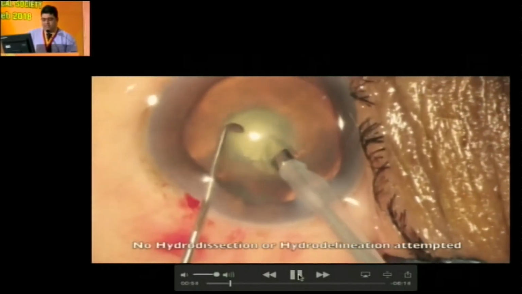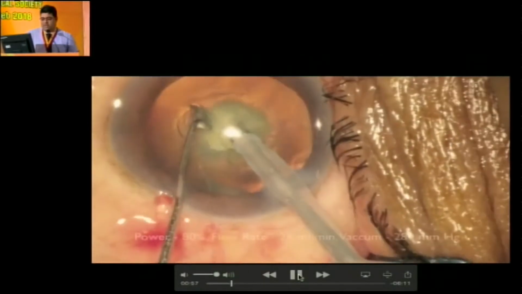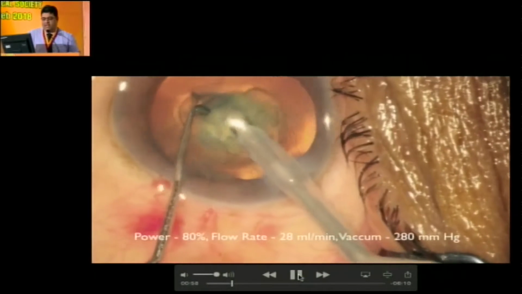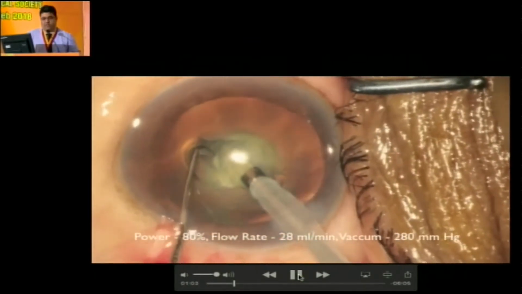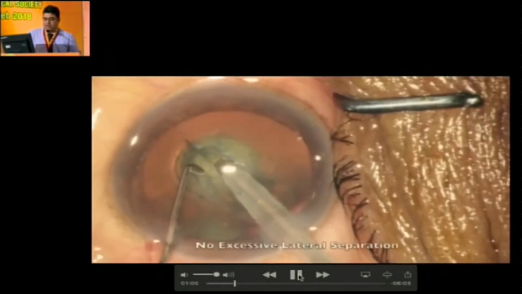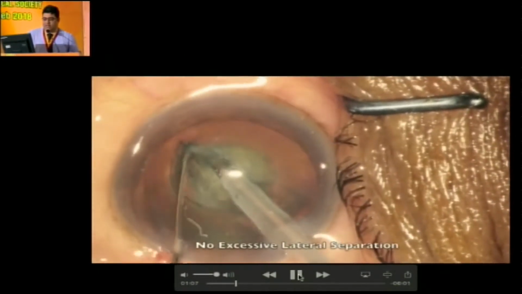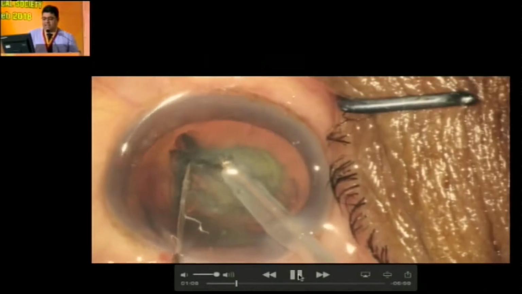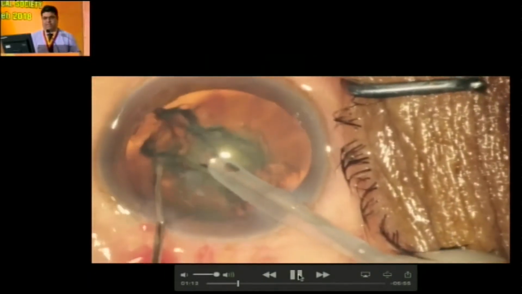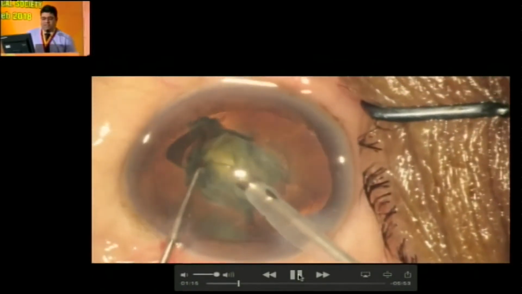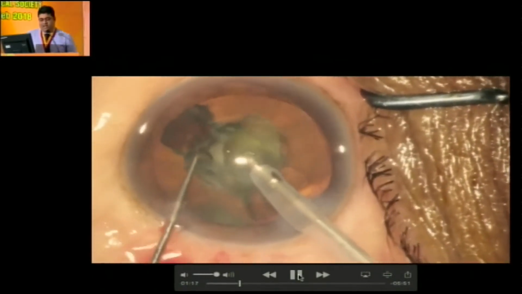So there is no need to do any hydrodissection or delineation. Here you will see, this is a 1.8 millimeter co-MICS tip, which I routinely use. I go there, trench in the center, hold this, and give a small chop here. I'm not doing much of the lateral separation, taking out a single piece of the cake.